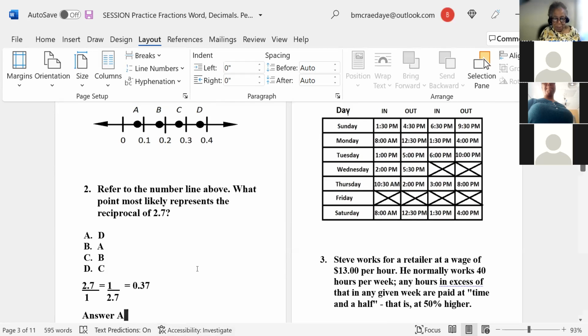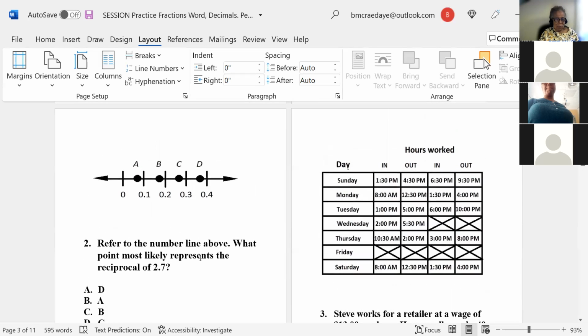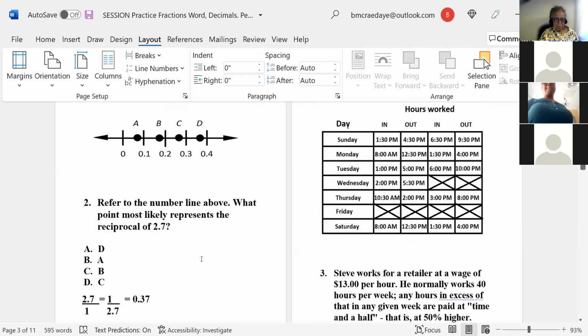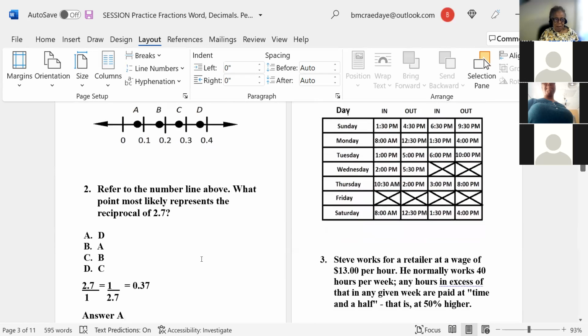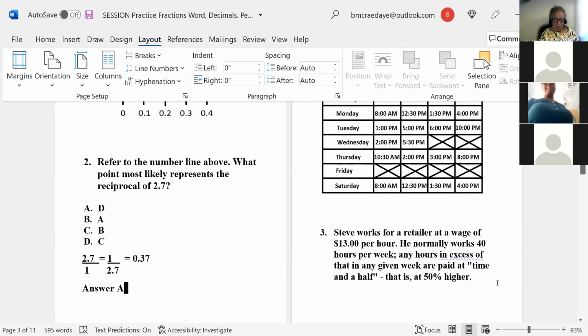Thank you. Questions on number 2? Okay, now can you see number 3? I give you somebody's timesheet. You need to scroll up a little bit more, where it says Steve works for a retailer at a wage of $13 per hour. He normally works 40 hours per week. Any hours in excess of that in any given week are paid at time and a half, that is 50% higher.